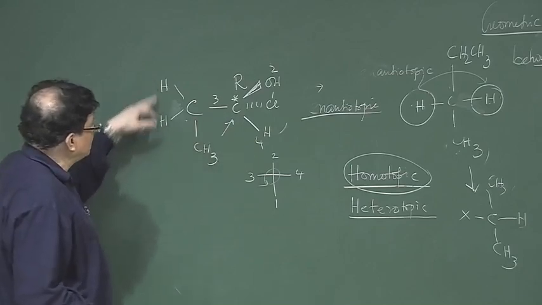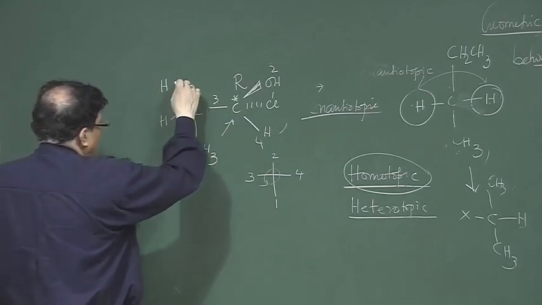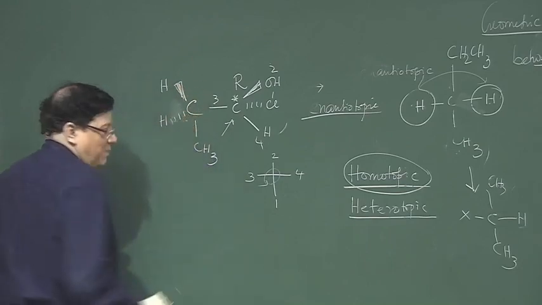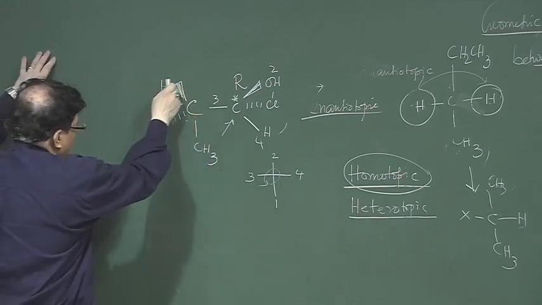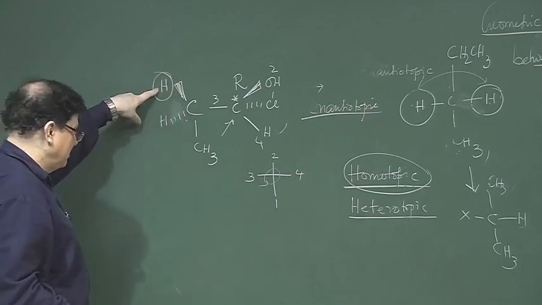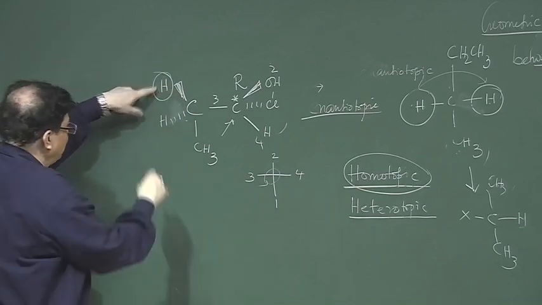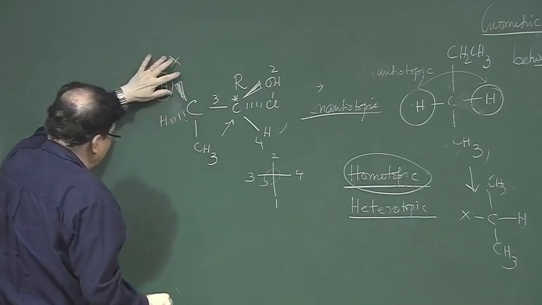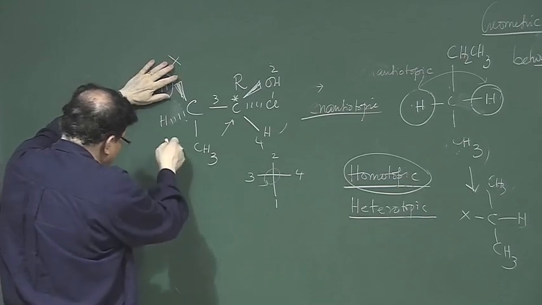Now, what is the relationship between these two? Among these two hydrogens, see, one will be beta, another will be alpha. Okay. So, if you replace this hydrogen by X, and then keep the hydrogen here and replace this by X.